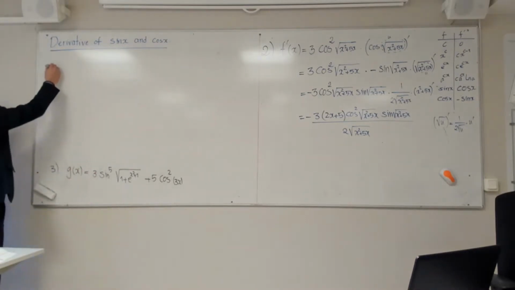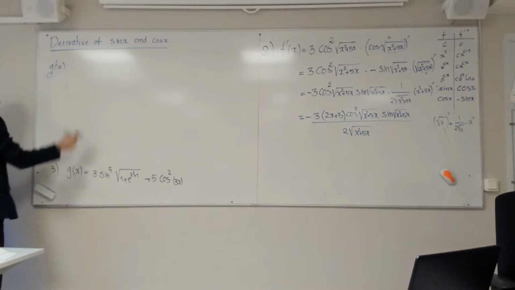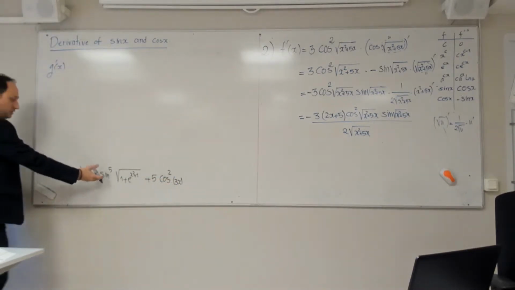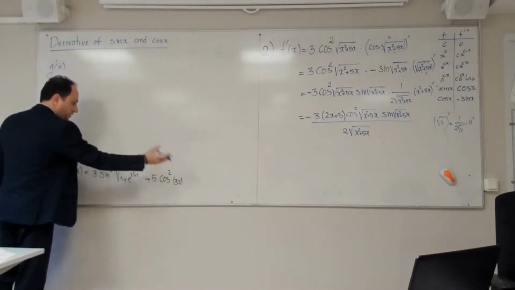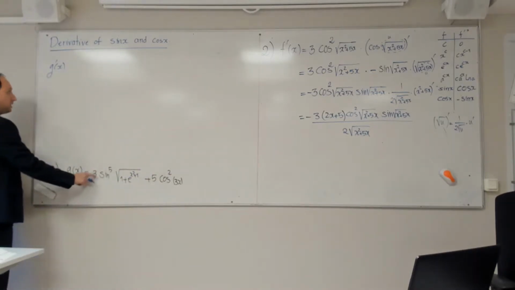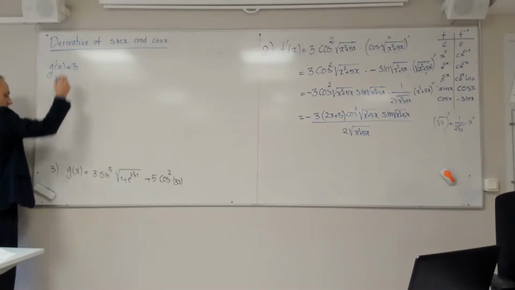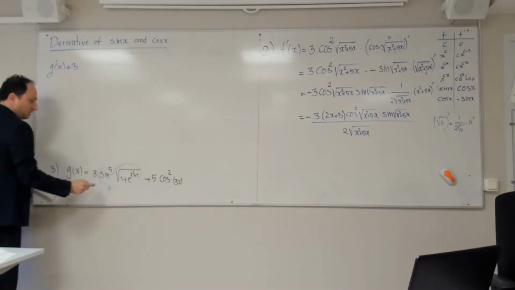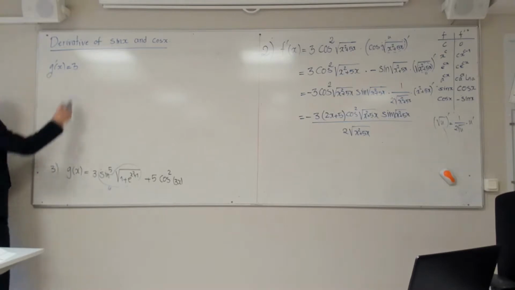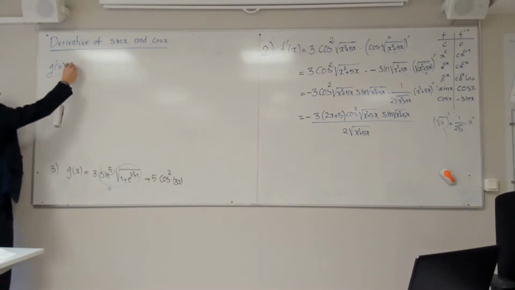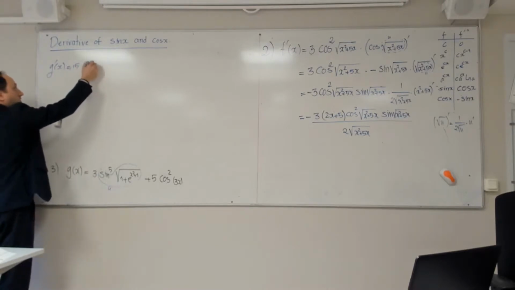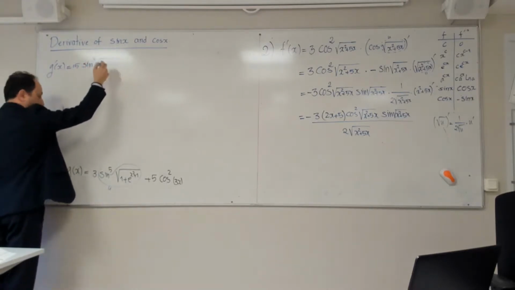So g prime of x is equal. Here I have the sum of two functions, so I need to differentiate this one and that one separately and add them. For this one, that 3 is a constant. So here, I hope that you know this is u. So 5 goes down, so let me write it here. It becomes 15.